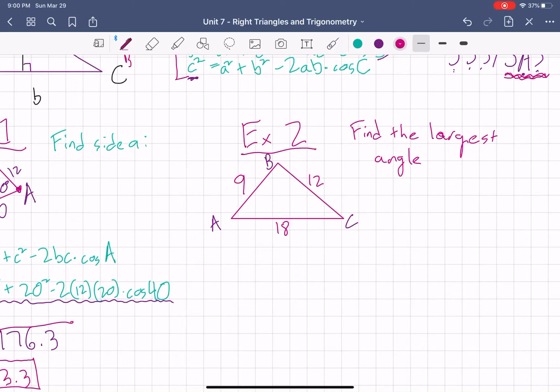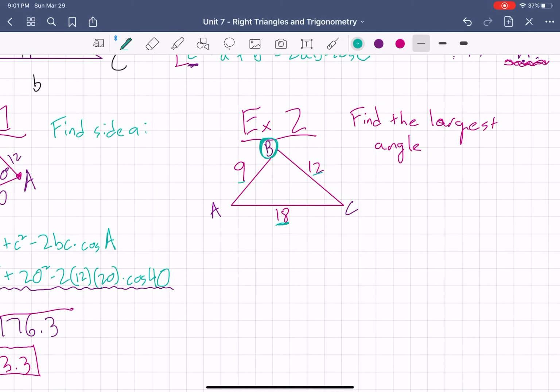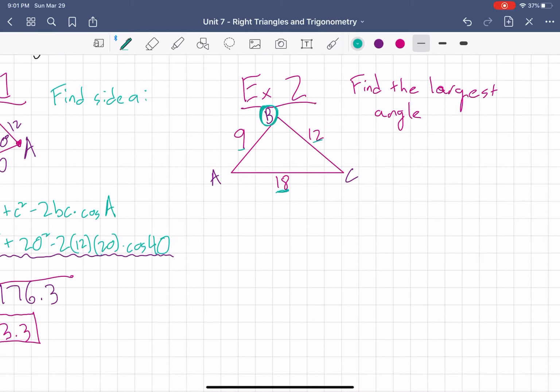Okay, and from what we've talked about with the triangle inequality theorem, we actually already know what the largest angle is. We're only going to have to do this once. We're not going to have to solve for all three angles because we can look at our side measures to figure this out. Since AC, or side little b, is our longest side, we know that angle B is going to be our largest angle. So that's what we're going to use when we do this.